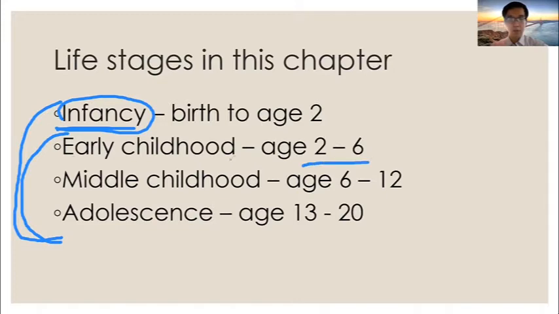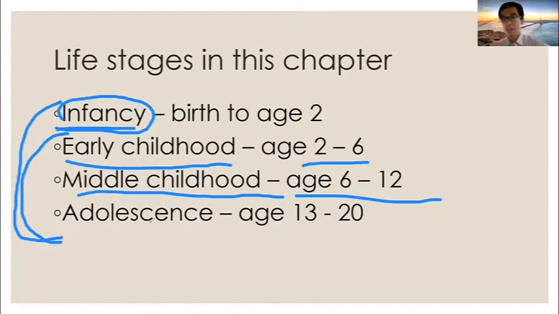From age two to six is early childhood. From age six to 12 is middle childhood. There is no late childhood, but there is adolescence. You can see it as late childhood, but adolescence is like a connection between childhood and adulthood, a transition stage from age 13 to 20. So let's talk about each one of them.